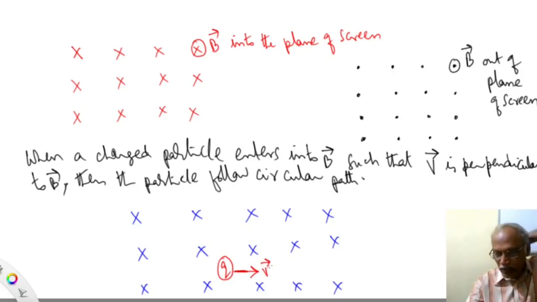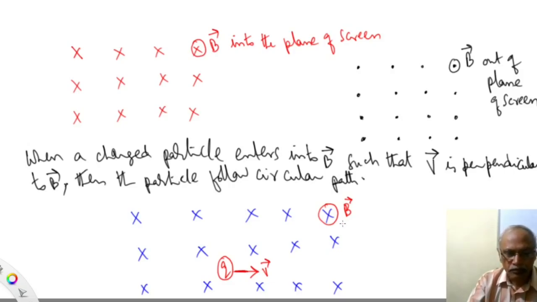Now tell me, what is the direction of the magnetic field? What is the direction of V bar? In the diagram, I have shown into marks. What do the into marks indicate? That the magnetic field is into the plane of the board. Now, what about the velocity of the particle in the diagram?